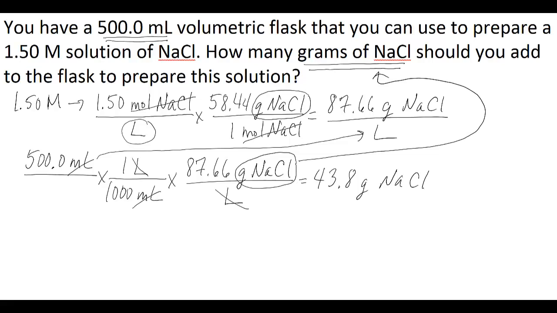So this type of problem might occur in a situation where you have an unlimited amount of sodium chloride solid back in your stock room, and you can go grab that bottle of sodium chloride and weigh out as much as you want and just pick a type of volumetric flask. In this case, you picked a 500 milliliter volumetric flask, and you know the molarity of the solution that you want. So you're figuring out how many grams of that NaCl to weigh out.